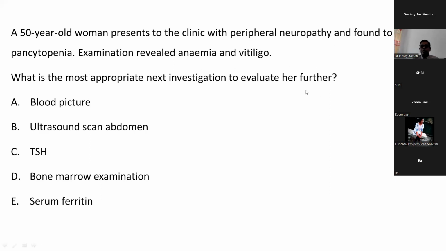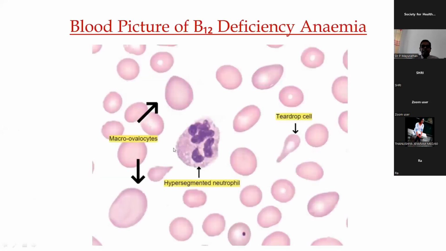You know, B12 deficiency or pernicious anemia can affect all over the body, and it can present with various clinical manifestations. So most of the time, the history and the examination are pointing towards pernicious anemia. So the question, what is the next appropriate investigation? Blood picture, ultrasound scan, TSH, bone marrow, serum ferritin. The appropriate investigation is going to be the blood picture.